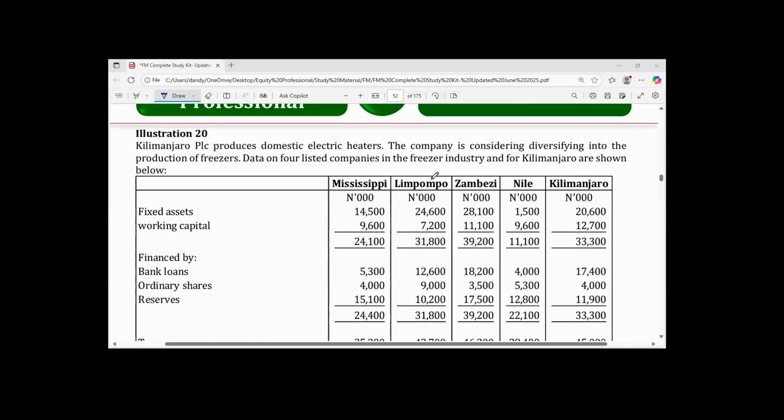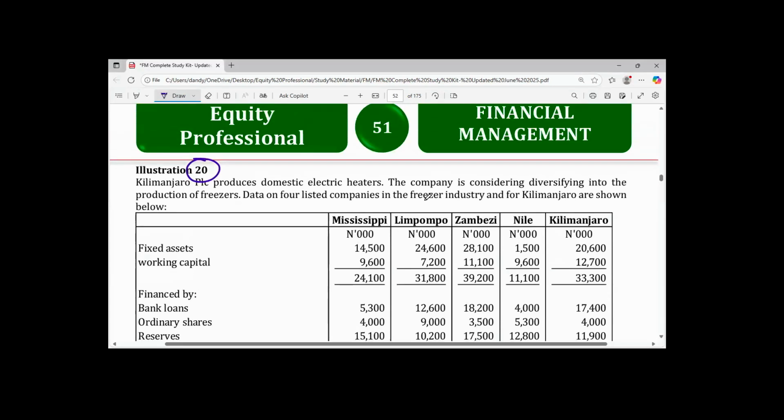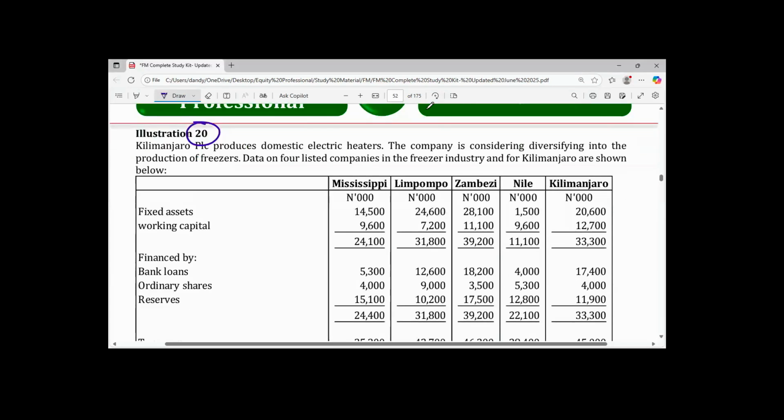So I need somebody to read illustration number 20, page 51 in your study material. One of you should help us. Who will take the lead? Yes, who is helping us? Oh, look at me. It's been a while. Okay, Samiat, go ahead.